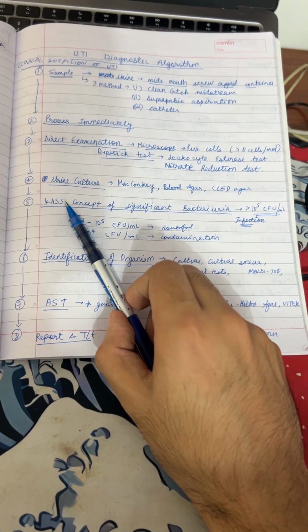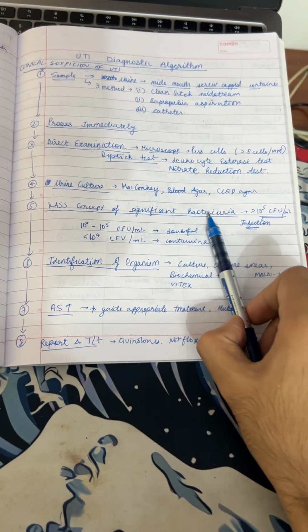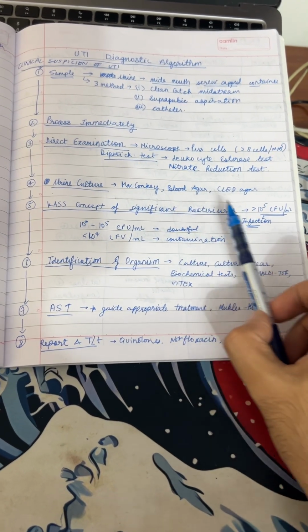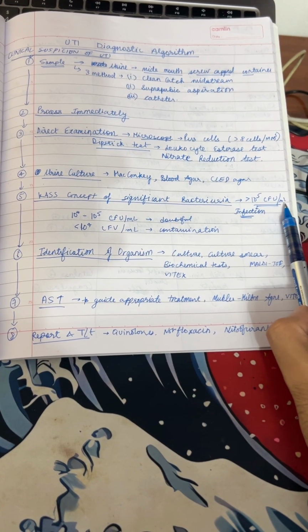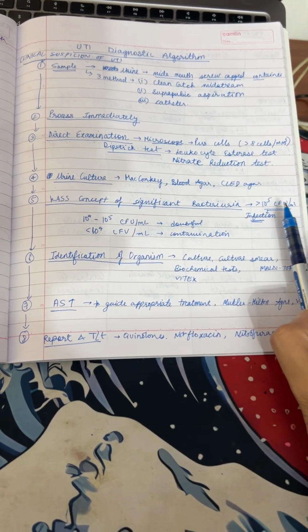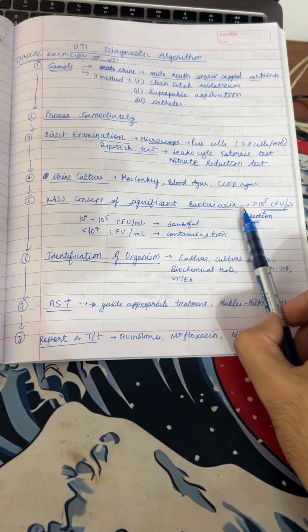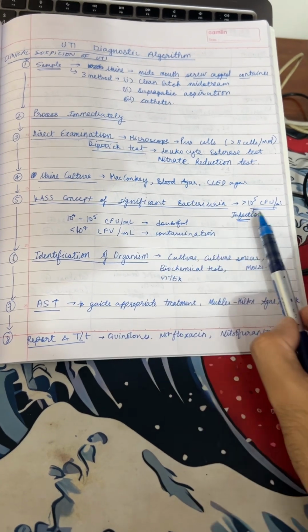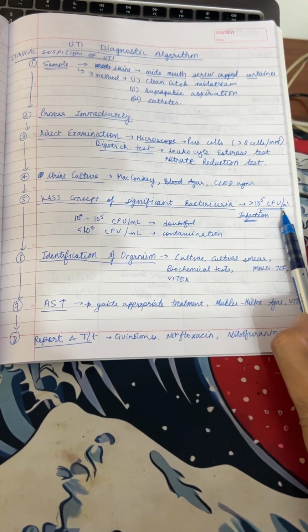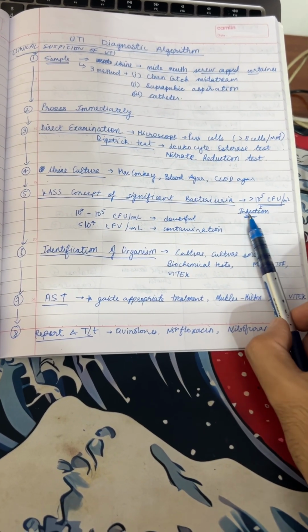Then we'll apply the concept of significant bacteriuria. In this, if there are more than 10 raised to power 5 colony forming units per ml, then it means there is infection. We have to see this colony forming unit count on these agars. If there are more than 10 raised to power 5 colony forming units per ml, then there is infection.